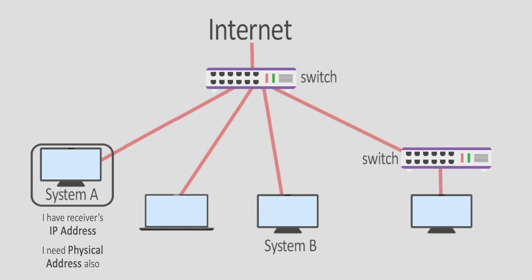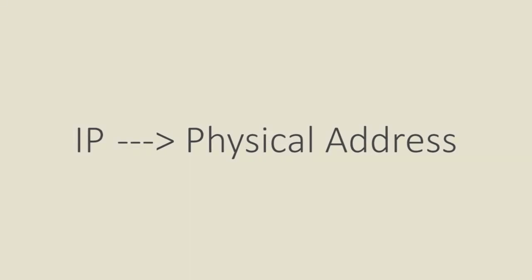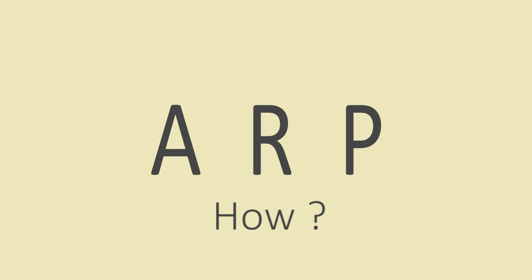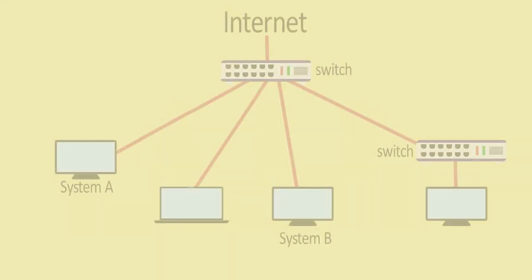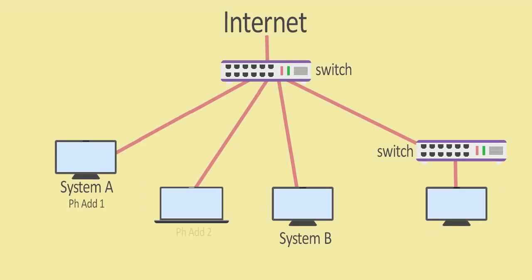For finding this physical address from the IP address, the ARP protocol is used. Simply put, ARP protocol maps physical address from the IP address. Now, let's see how this protocol works. Consider the physical network LAN shown here. In a LAN, each device is identified by its physical address.